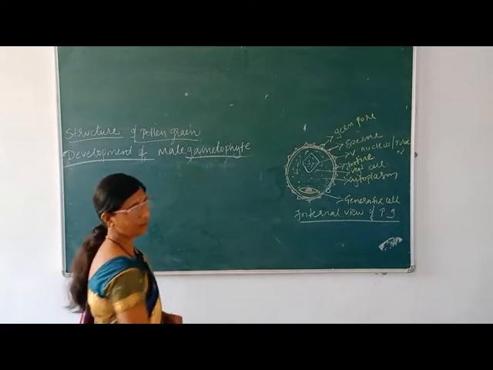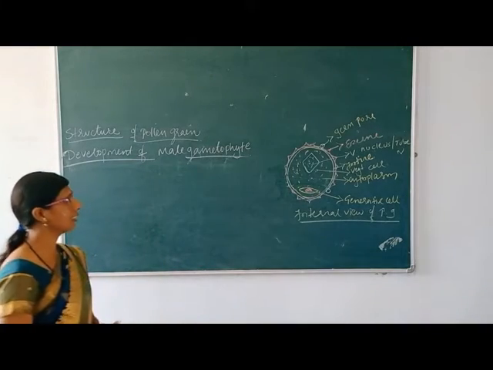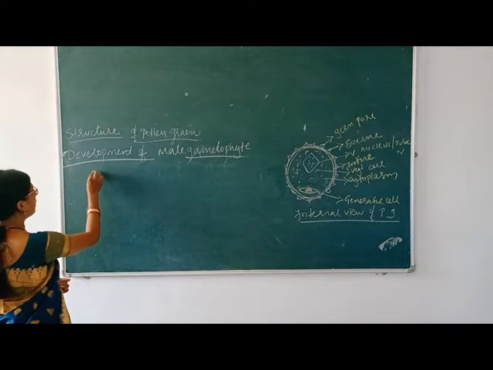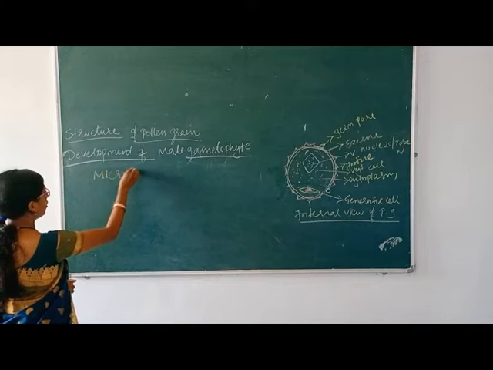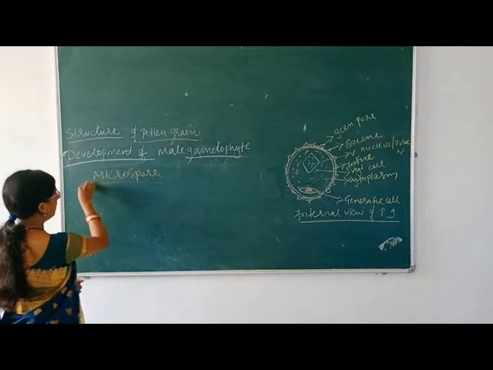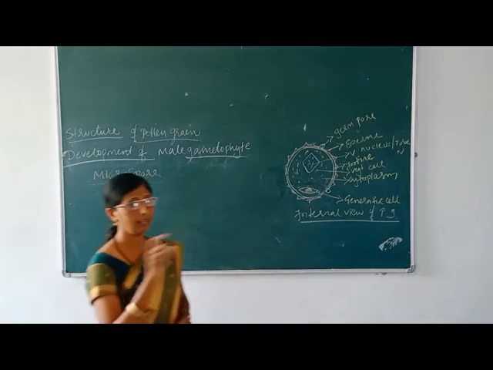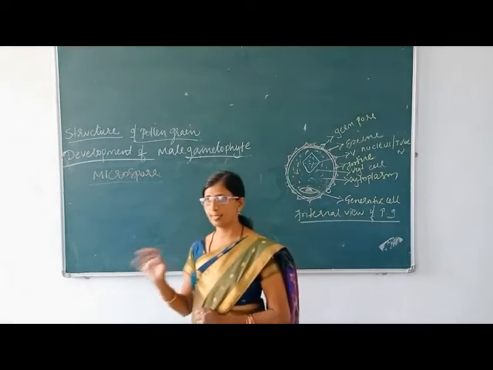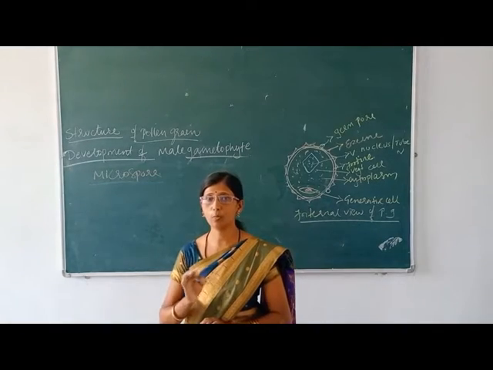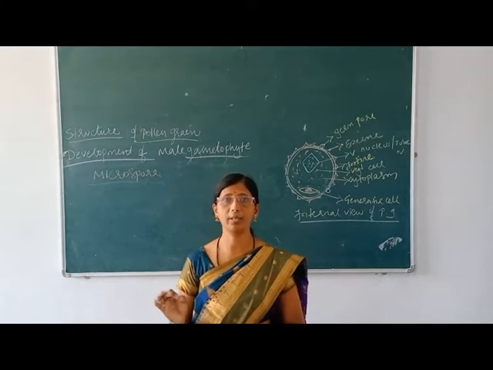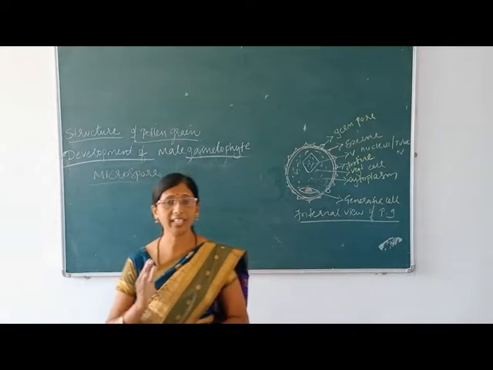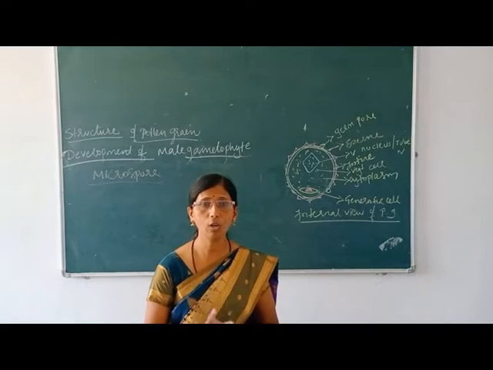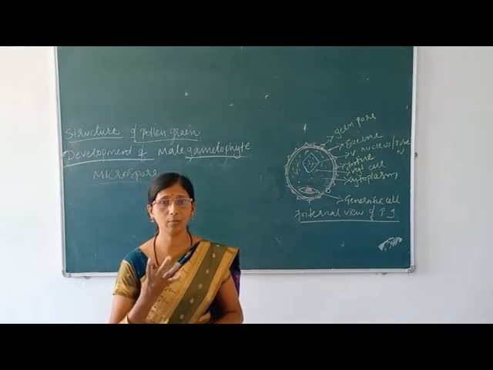So this is the deep structure of the pollen grain. So the next is development of male gametophyte. All of you know the microspore. In the class you studied the microsporangium. In the microsporangium, the pollen mother cell or the microspore mother cell, which is diploid in number, undergoes meiotic division to form the 4 microspores, or the tetrad of microspores.